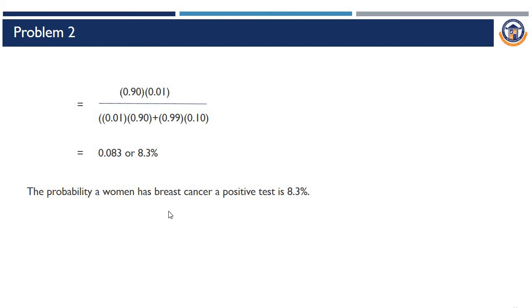Similarly, we can apply this to all real world problems and easily find the probability.